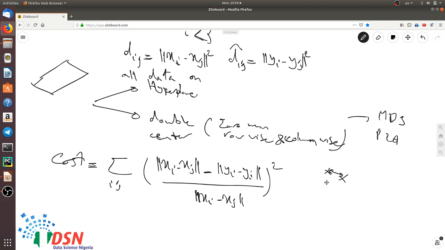But the problem of this method is that nonlinear MDS is slow to optimize, so it is hard to optimize, and it also gets stuck in different local optima. There are lots of local optima that it gets stuck in.